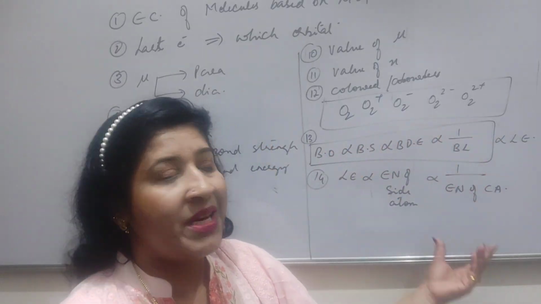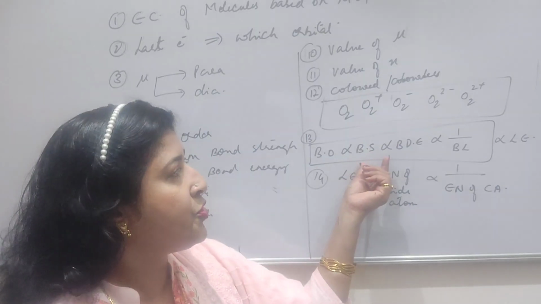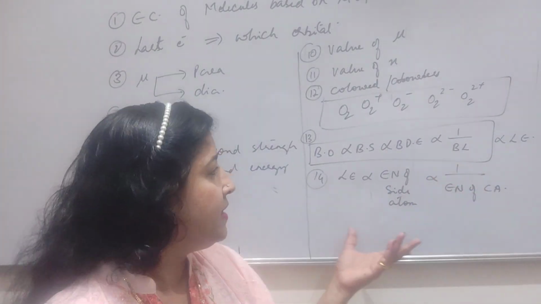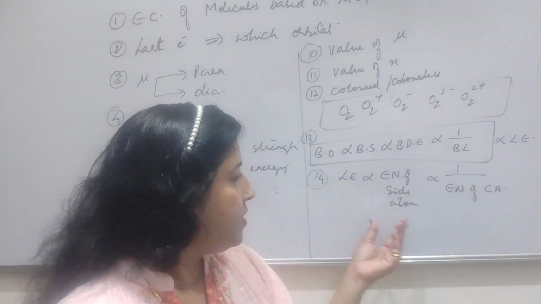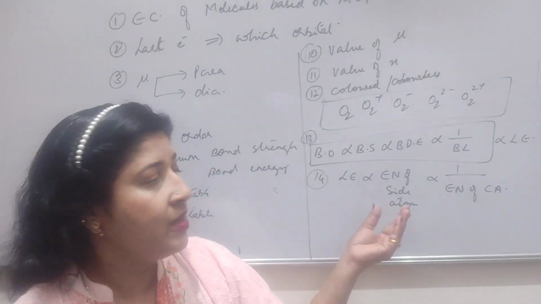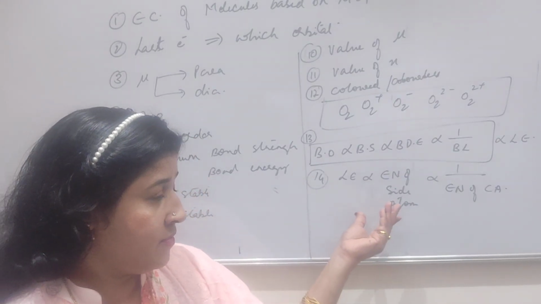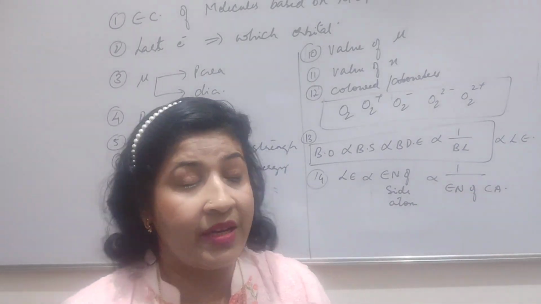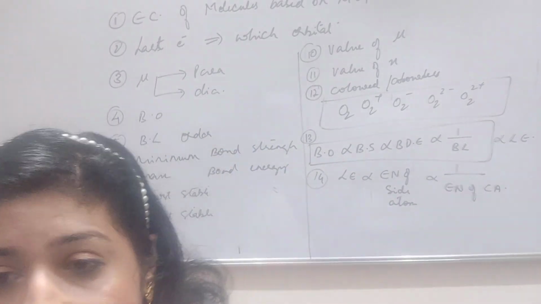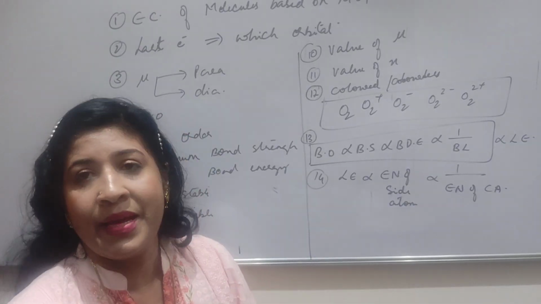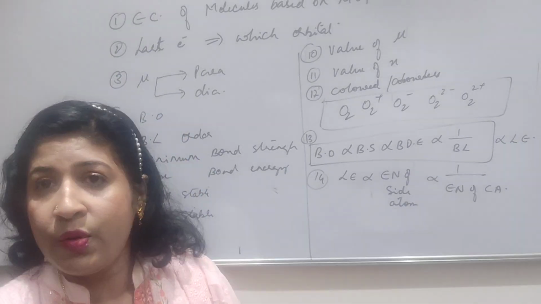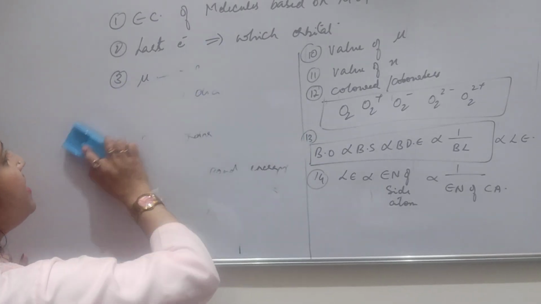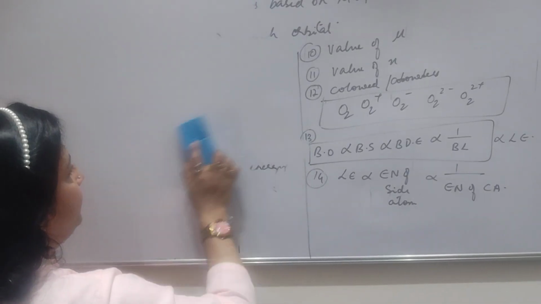This comes in periodic properties, where the bond order is directly proportional to bond strength and bond dissociation energy, which is inversely proportional to bond length, which is directly proportional to lattice energy. Of course, lattice energy is directly proportional to electronegativity of side atom, which is inversely proportional to electronegativity of the central atom. So these are the different types of questions which will be asked, and we can pick a few of the questions and solve them. But before proceeding with that, there are a few things which we should know.